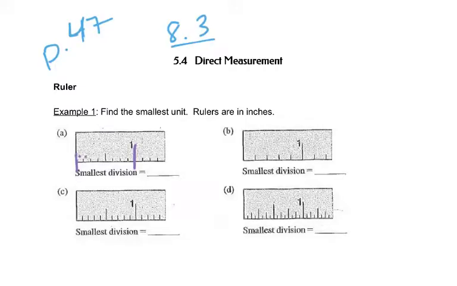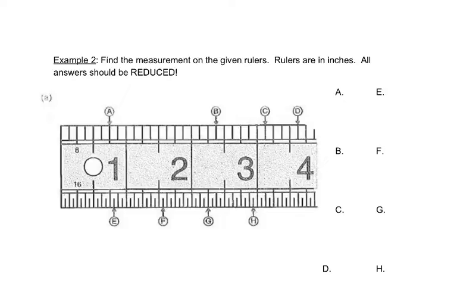So here we'd have 1, 2, 3, 4, 5, 6, 7, 8 spaces. And those spaces give us the denominator of our fraction. So we'd have 8, and the smallest division would be 1/8. If we look at C, between here and here, we'd have 1, 2, 3, 4, 5, 6, 7, 8, 9, 10 spaces. So our smallest division would be 1/10. So we won't do all of these, but we'll look at some of them.